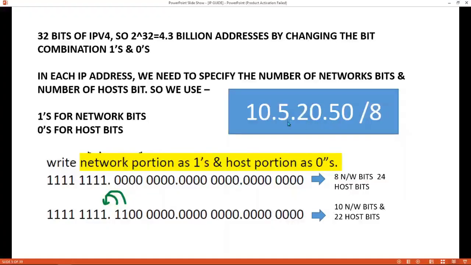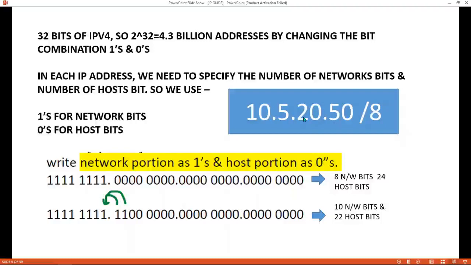Anything. For example, if I change this 5 into 20 or 25 or 30 or 250, whatever, but this is in the host portion, right? So 10.50.20.50/8 will still remain in the same 10 dot network. Okay, so if I change this to 10.5.200.55, then still I'm in the 10 dot network. If I change the last octet, for example 10.5.20.254, still I'm in the same 10 dot network.